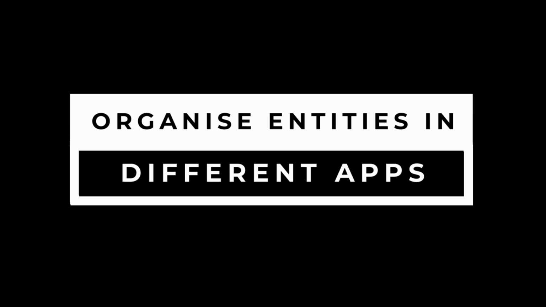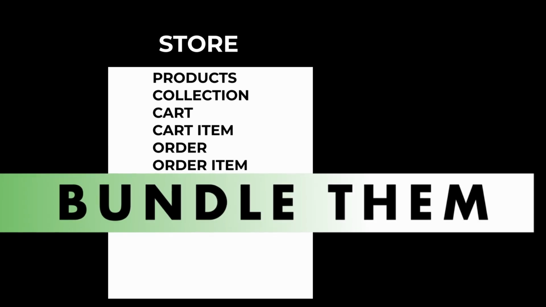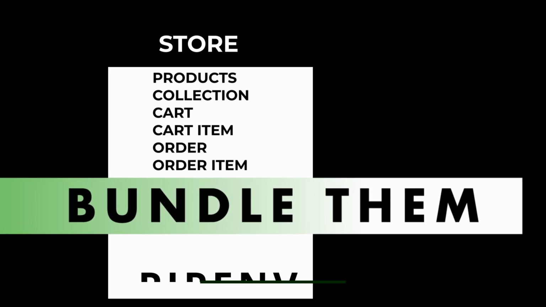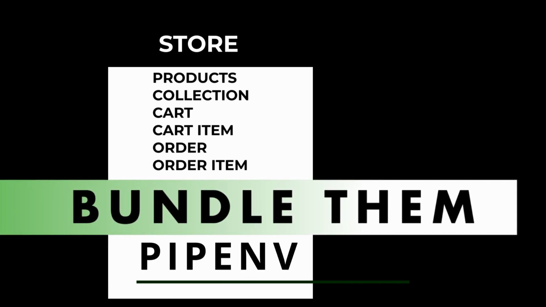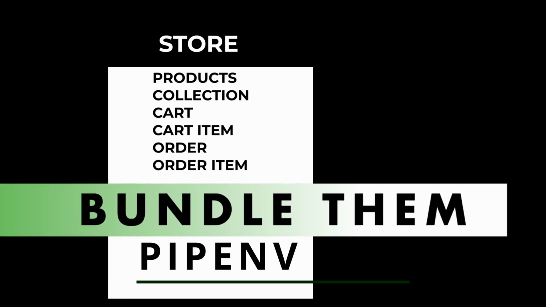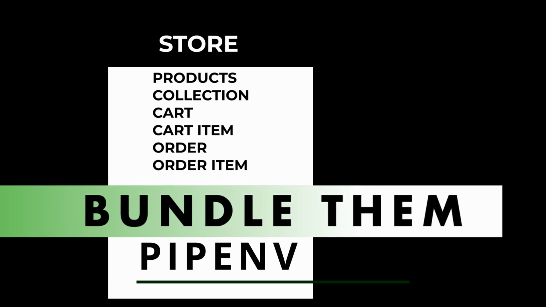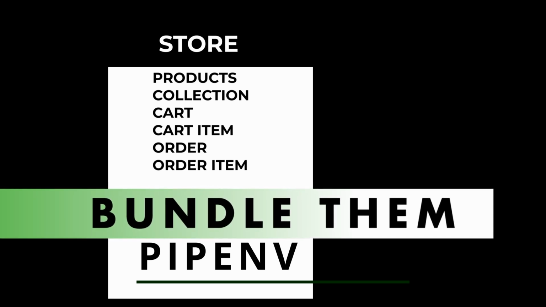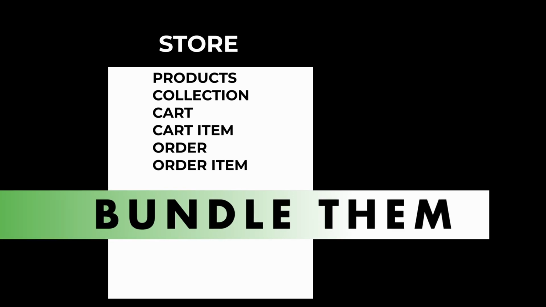Alright. So one way is to have a single app called store and drop all our entities over here, like products, collection, cart item, order items. Now we can bundle and distribute this app by pip. In this way anyone can install the app in their project and get all these functionalities and models. So the next time we are working on an e-commerce project, we don't have to rewrite the same functionality again and again. We can just do the customization.